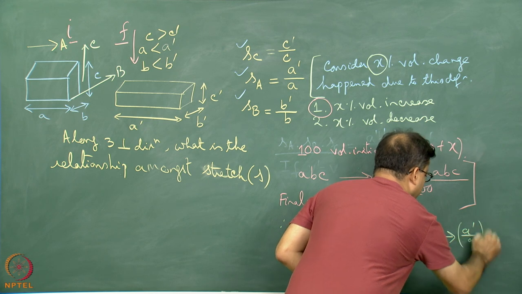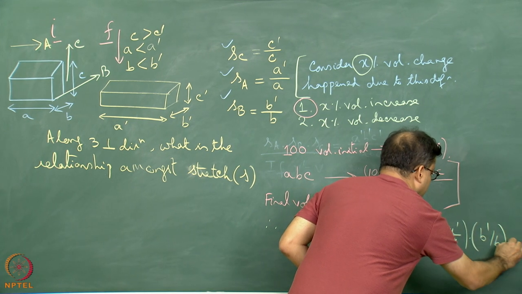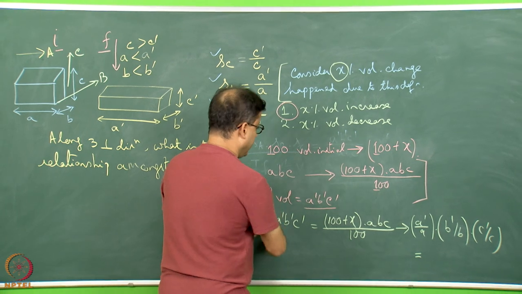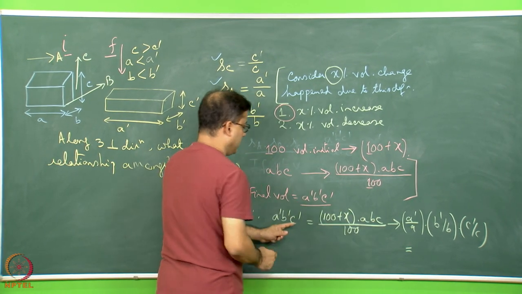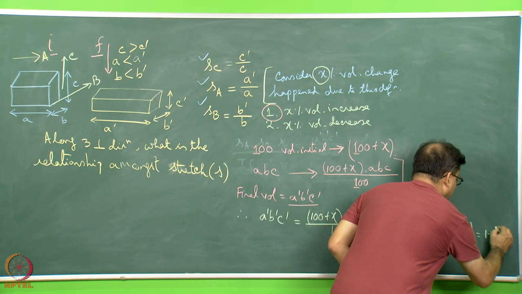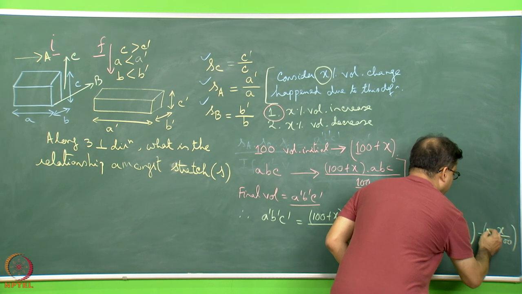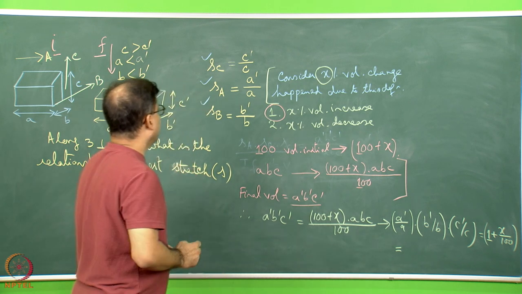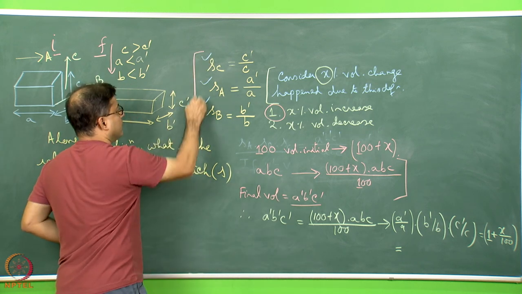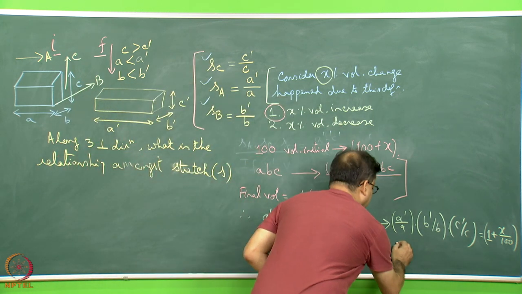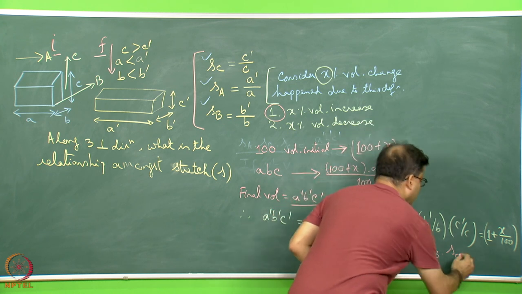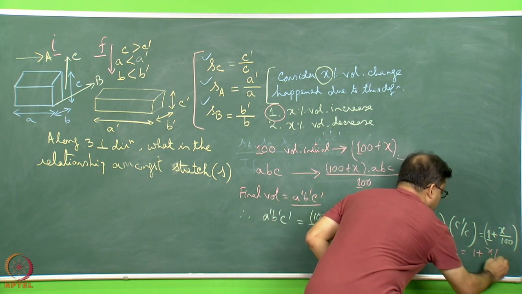So from here we can write A dash by A multiplied by B dash by B multiplied by C dash by C is equal to the rest of the terms, which is 1 plus X by 100. Now we know what is capital SA, what is capital SB and what is capital SC. So if I replace these values there, I get SA multiplied by SB multiplied by SC is equal to 1 plus X by 100.